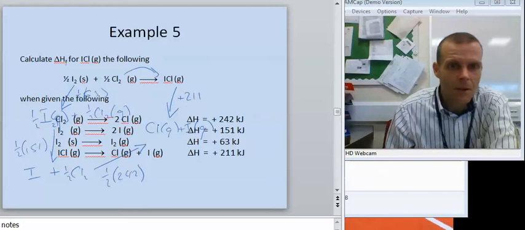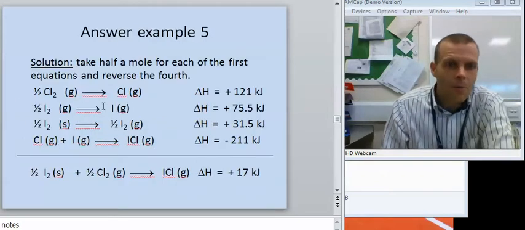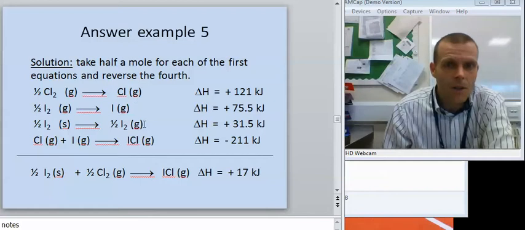Right, so I've built quite a complicated looking cycle. Or as I say, you can flip those equations around, same logic, and you end up in the same place with the same answer.